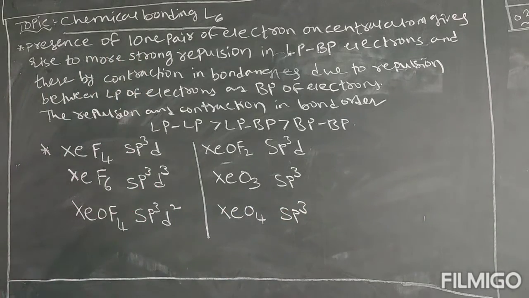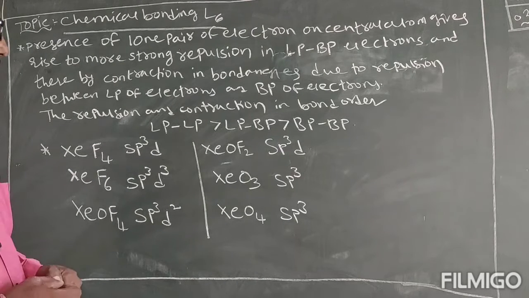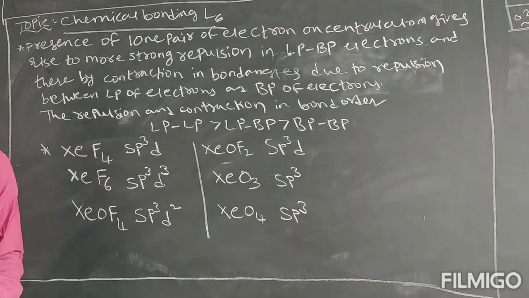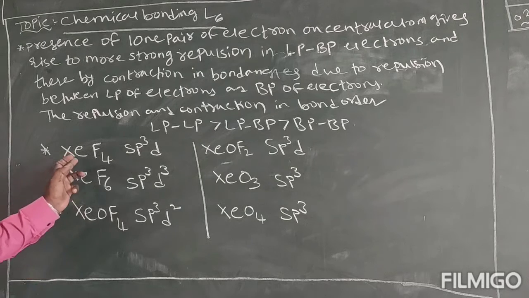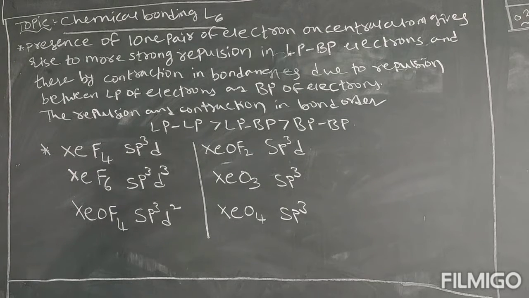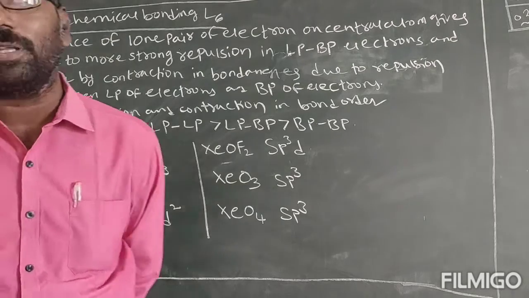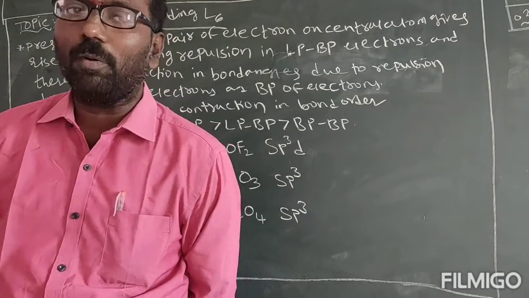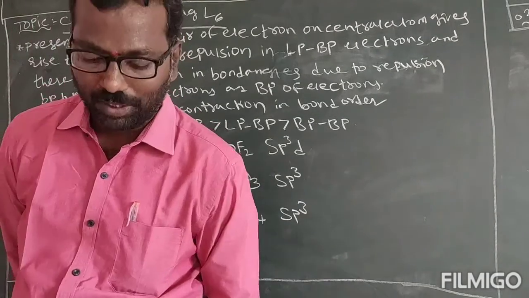These are all from the various levels of examinations I have collected. They are asking regarding the xenon fluorides and xenon oxides, what type of hybridization it is. So this is the result. You can make a note of all these points, and after this we will be entering into the atomic orbitals and molecular orbitals introduction.